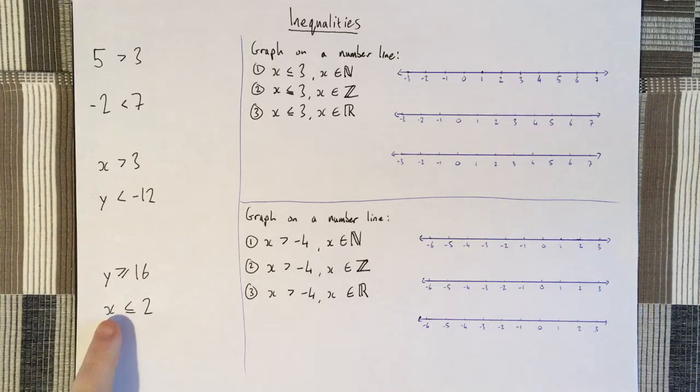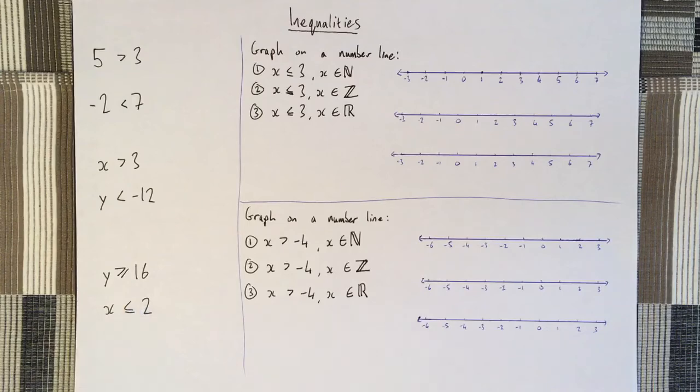Last one here then, x is less than or equal to 2. If you got that, what could x be? Well, x could be 2 because it's less than or equal to 2. It could be 1, 0, -1, -2, -3, all the way down. It's not going to be 3, 4, 5, 6, 7 because x is less than or equal to 2. So anything bigger than 2 is not part of the solution set.